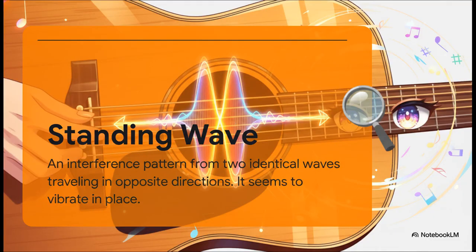So what's this got to do with a guitar string? Well, when you pluck it, a wave travels down to the end, bounces off, and comes right back, interfering with the waves that are still coming down the string. All that constructive and destructive interference creates this really special pattern. It's called a standing wave because it looks like it's just vibrating in one spot, even though it's actually made of two waves zipping in opposite directions.